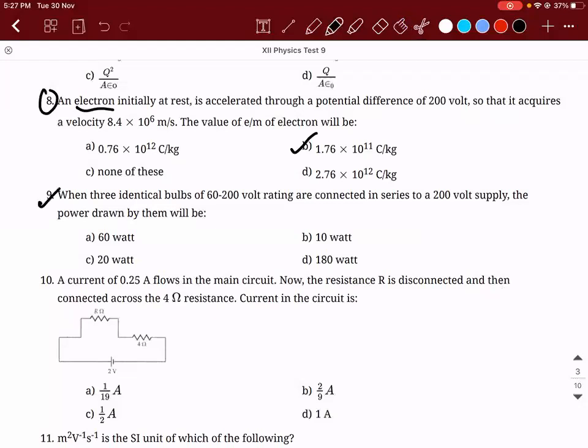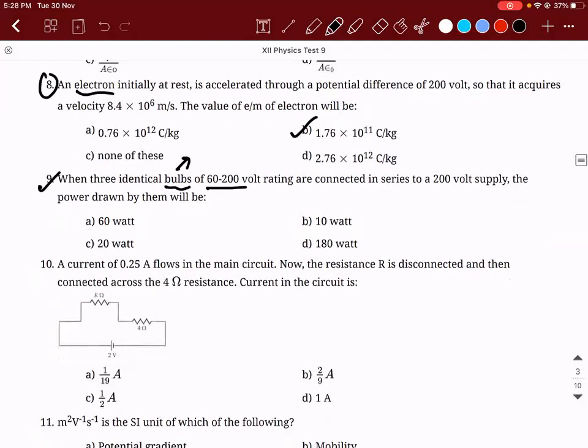9th one. When 3 identical bulbs of 60 W, 200 volt rating are connected in series to a 200 volt supply, the power drawn by them will be how much? So 3 identical bulbs. When you talk about the bulbs, they have resistances. Let the resistance be R1, R2, and R3.